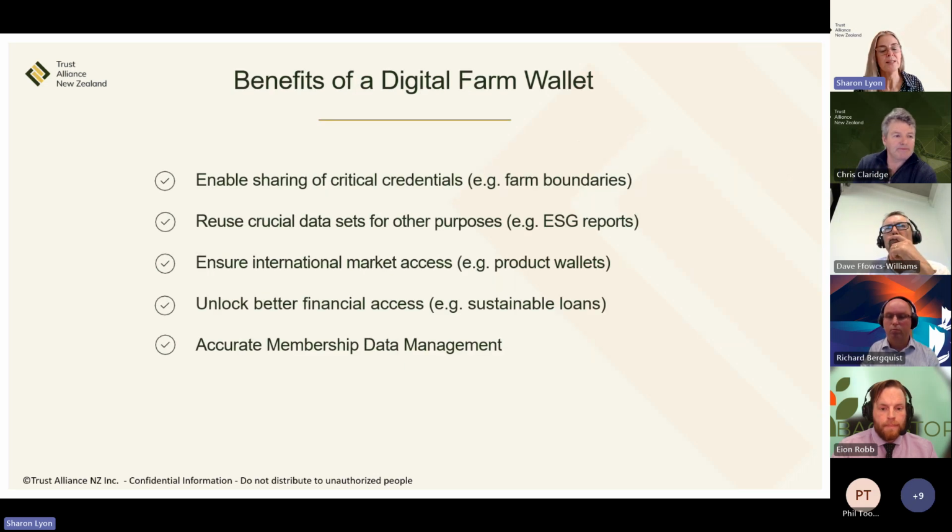Just some more quotes. And these are the benefits. So critical credentials and reuse of them, so that the farmer doesn't have to become a data manager. And if you are an exporter, ensuring international market access, we all see what's happening with the EU, and that's going to become really enforceable and have an impact here as well.